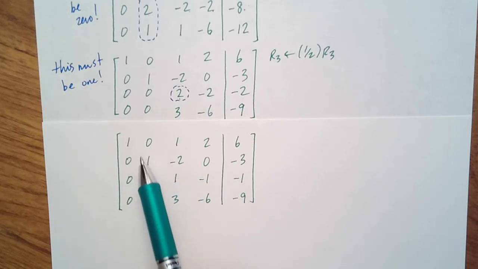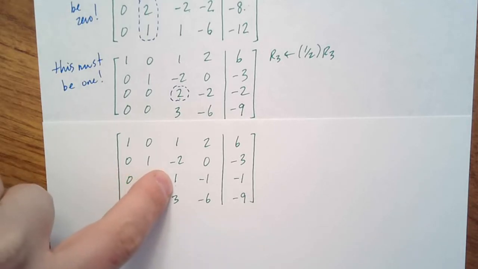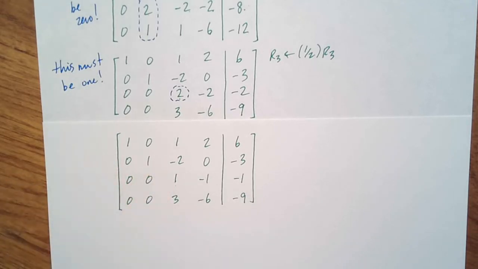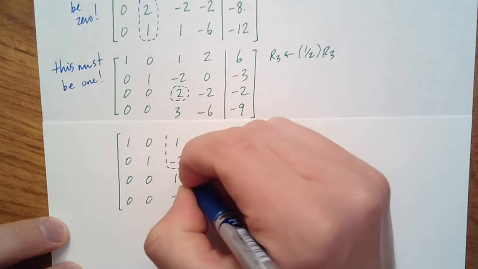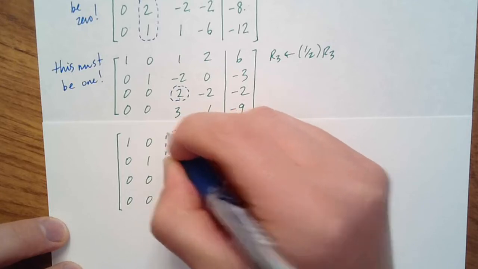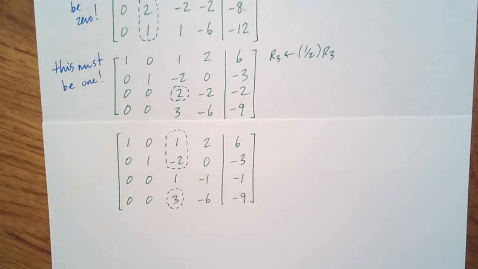The leading ones appear in this nice downward staircase, but now we're running into the problem that this leading one is not the only non-zero entry in its column. In fact, there's not a single entry in that column that's equal to 0, but we need to make it the only non-zero entry in its column. So let's do that at this stage.